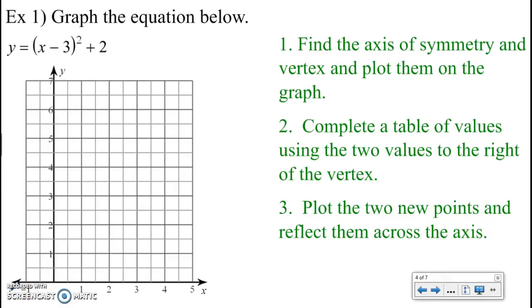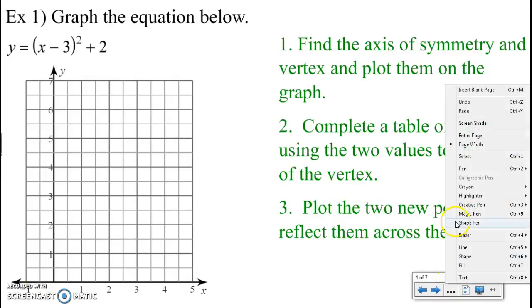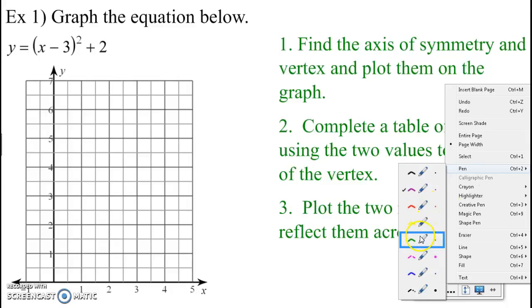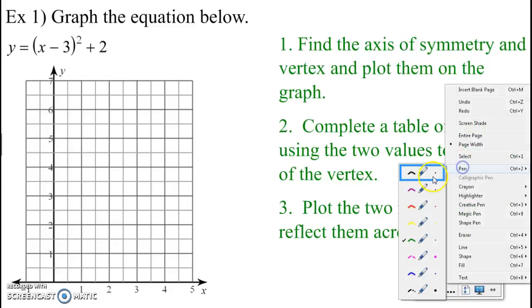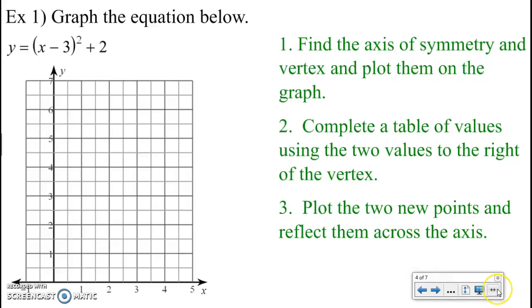Okay, so we're going to graph an equation in vertex form. To do that, we're going to start by finding the axis of symmetry and the vertex. And this is actually similar to what we did in standard form, but it's a little bit easier. To find your axis of symmetry, all you're going to do is look at this number on the inside of your parentheses and change your sign. So the axis of symmetry is going to be a positive 3 since we're changing our sign there. I'm going to go ahead and draw that in.